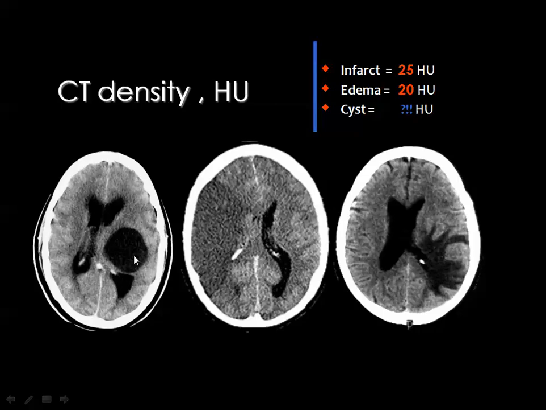depending on the contents of the cyst, whether it is an arachnoid cyst or epidermoid cyst or hydatid cyst, for example. All these have different attenuation values, but they appear black compared to the normal brain parenchyma.